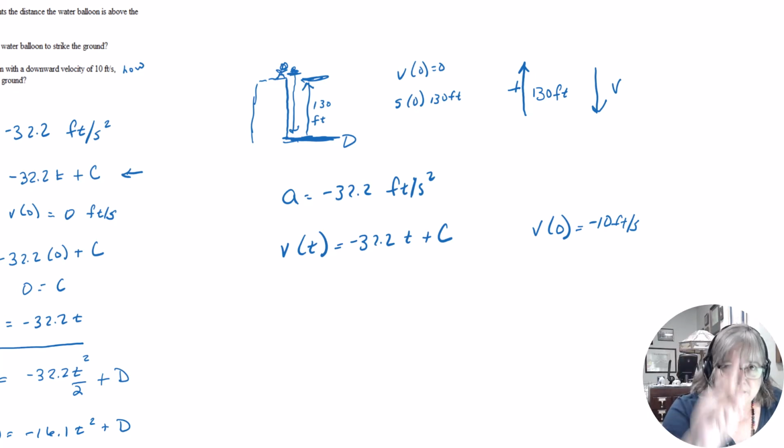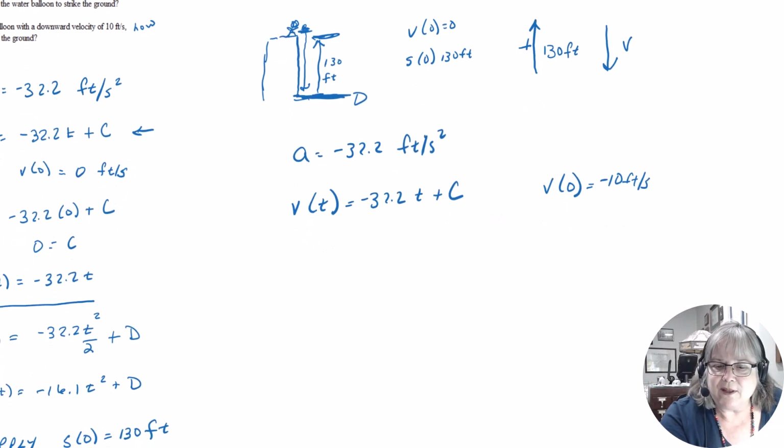So if up is positive, down is negative, it's going down the same direction that the gravity is. So it's going to be a negative velocity. If you don't remember your signs, then it's going to affect your final answer and then you would be wrong.